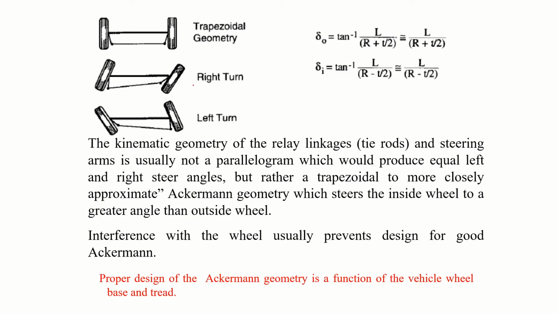So this is the trapezoidal geometry. This is the way the geometry will take the shape when it is taking a right turn, and when taking a left turn, this is the way it is going to assume the positions. Right.